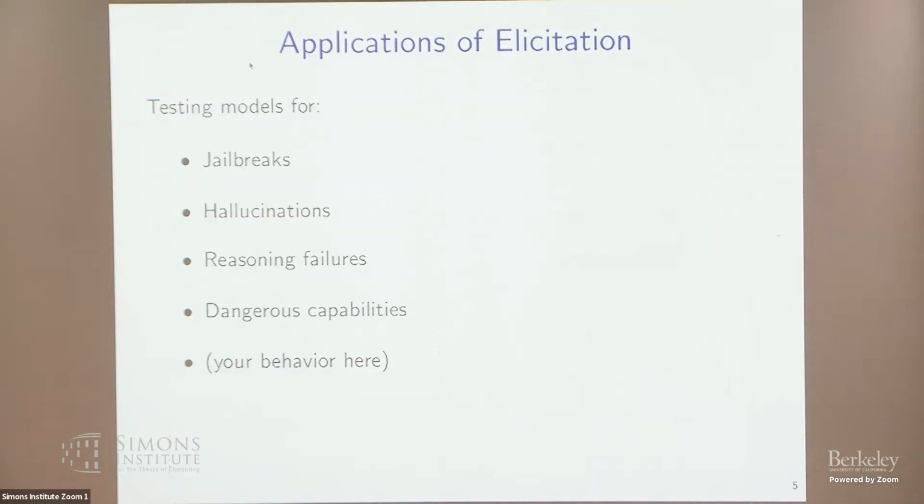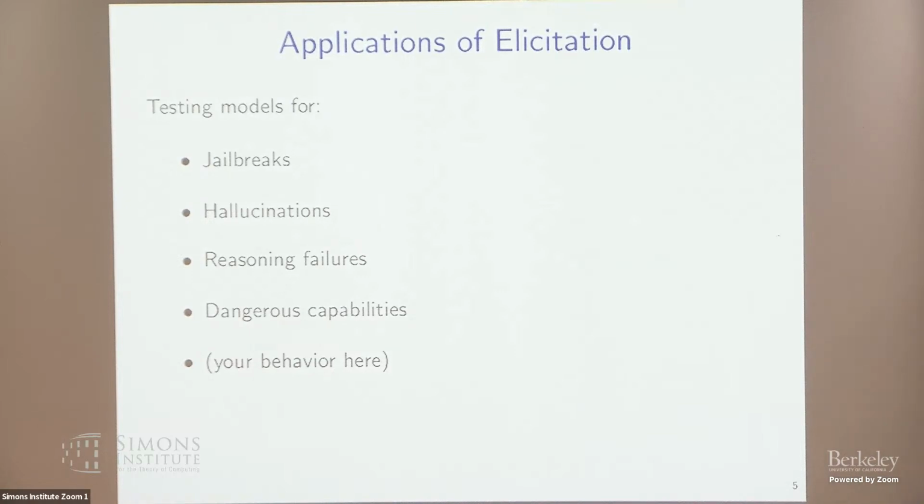Okay, so why would we care about this? Well, it turns out this actually has a ton of applications, right? If we just start with string elicitation, this is already quite useful because we can apply it to understand jailbreaks for models. And then once you get to rubric-based elicitation, you can do lots more, right?